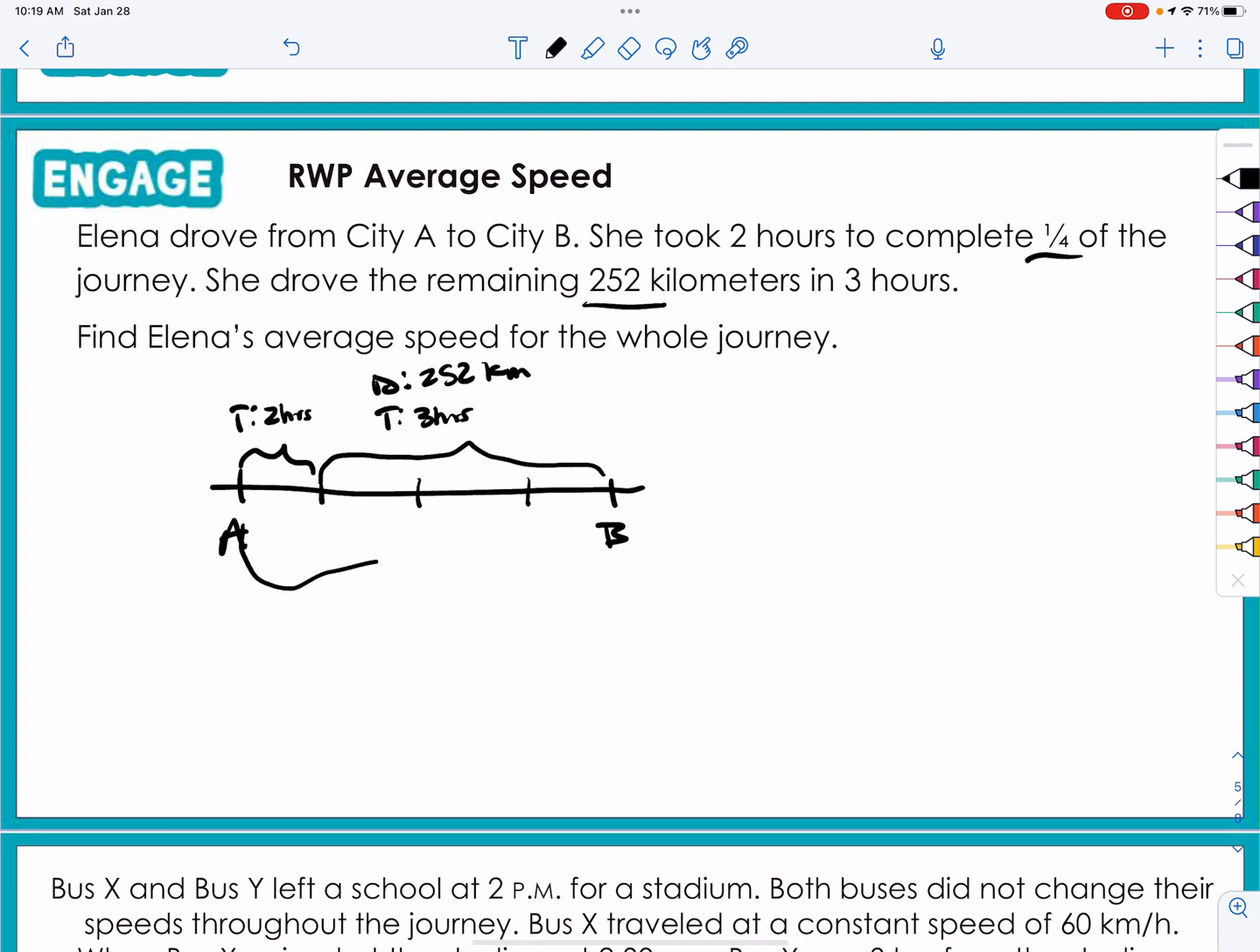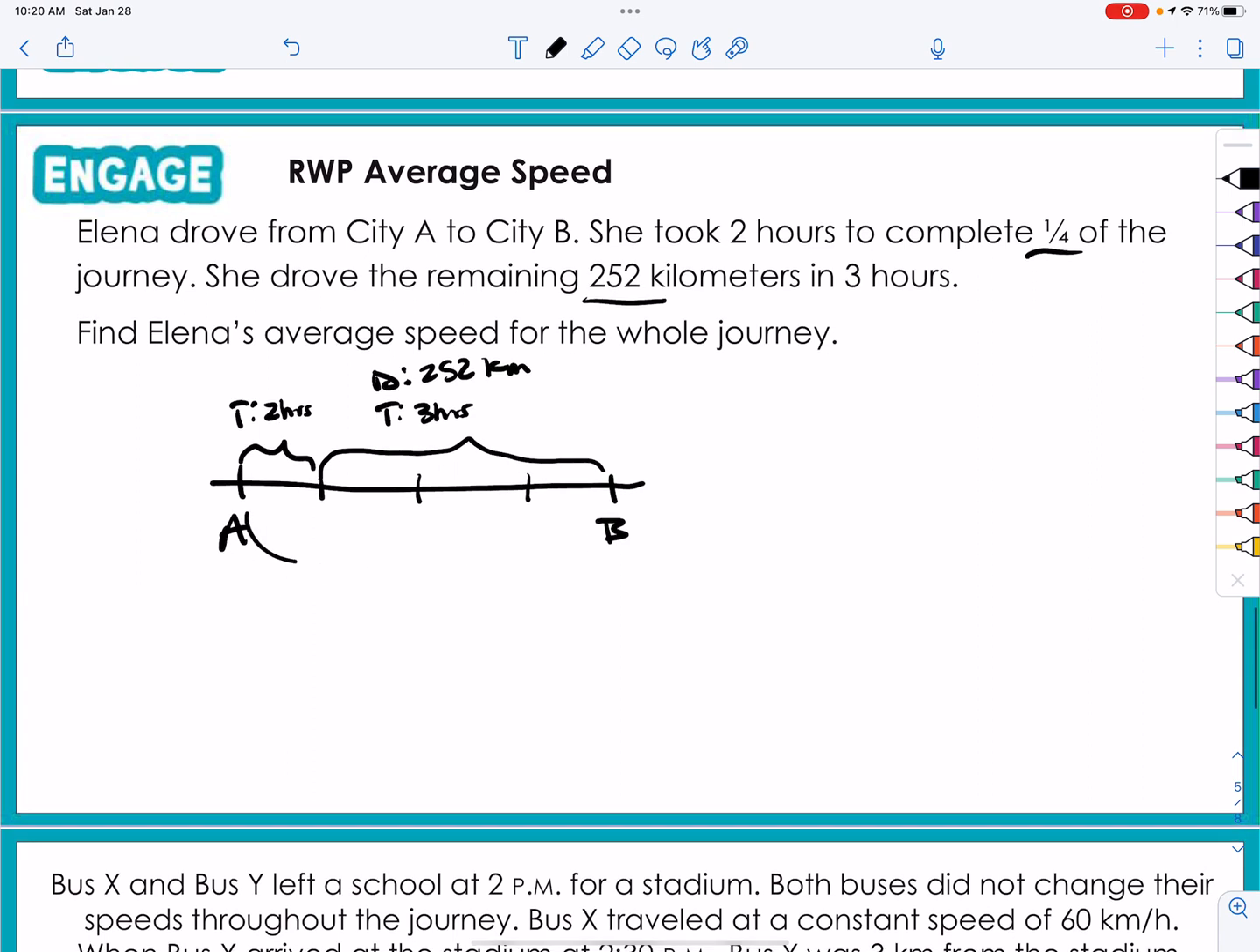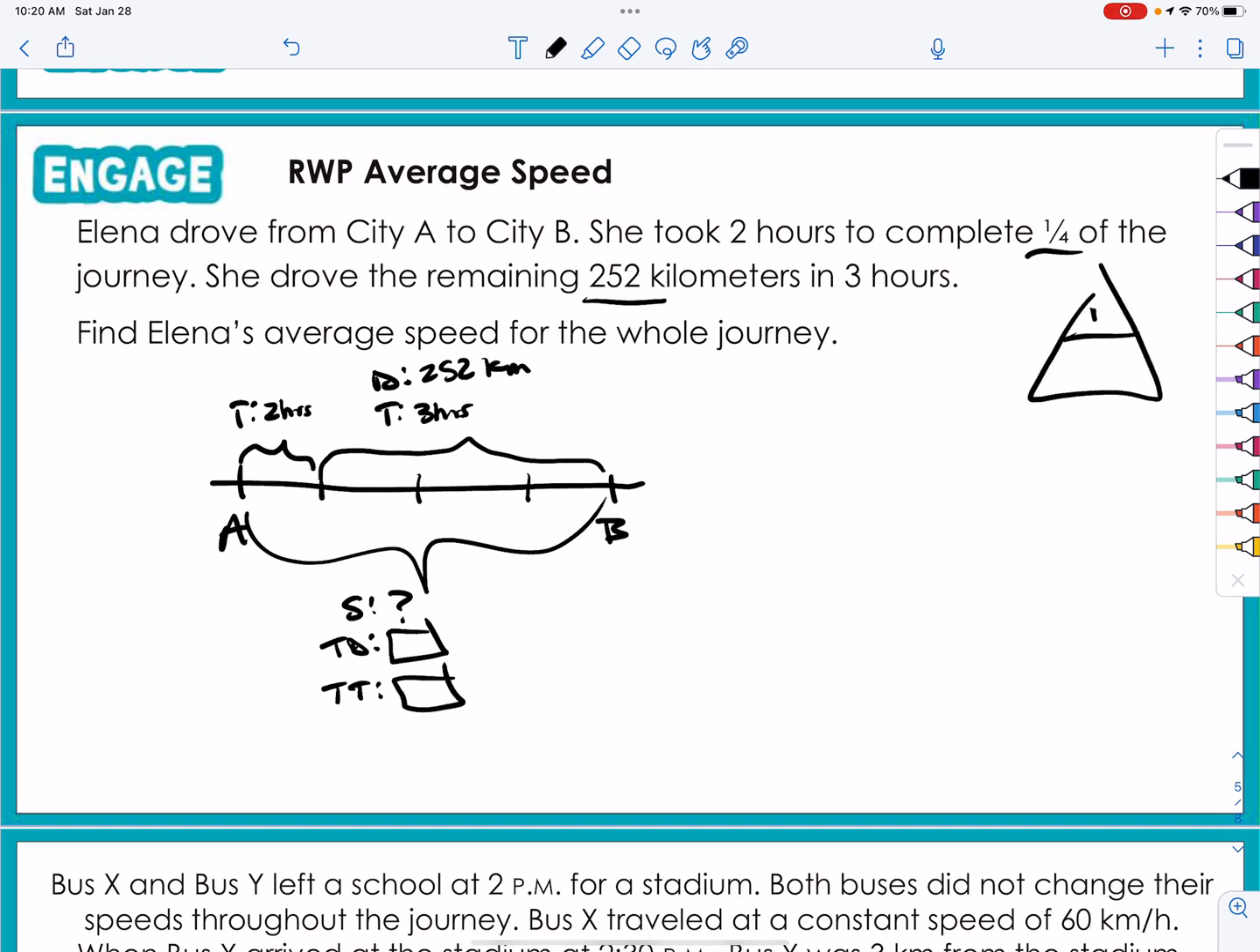So if we want to find our average speed for the entire trip, we need to know our total distance, which we don't have, and our total time. So again, our triangle of fun, the Illuminati, speed is distance divided by time. So we need to figure out those missing values. Let's dig into what we know and what we can figure out.